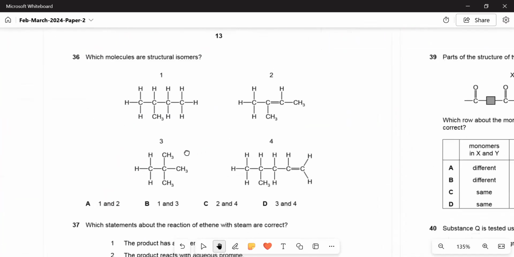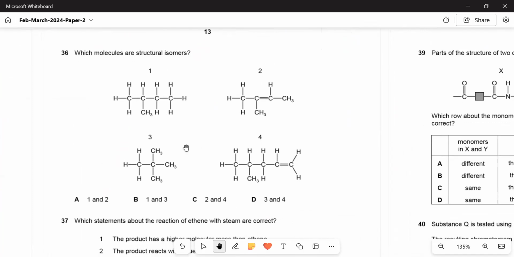Okay. Question number 36. Which molecules are structural isomers of each other? Now, for the structural isomers, if we see number 1, it has a 1, 2, 3, 4 carbon chain, and on carbon 2 there is 1 methyl group attached. This is a branch. 1 methyl is attached, and we have a 4 carbon chain, meaning we have butane.